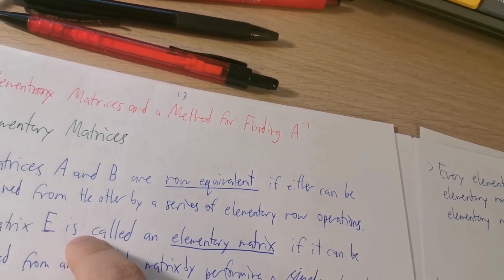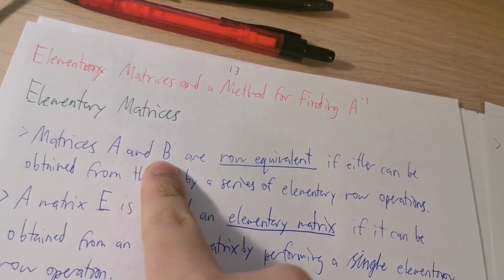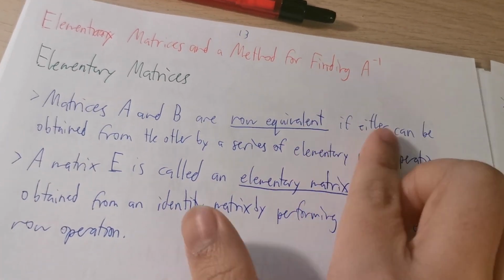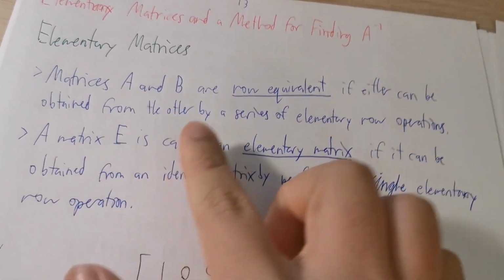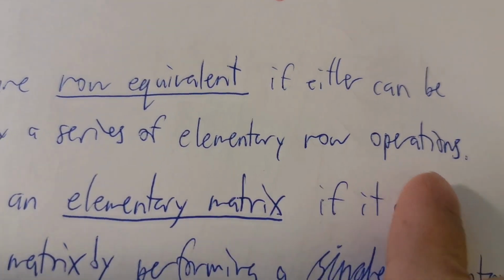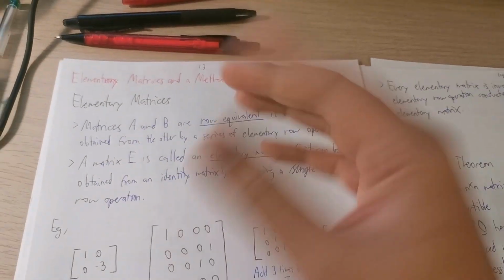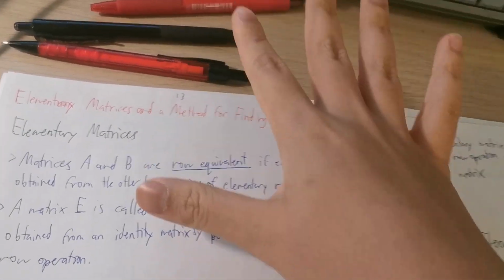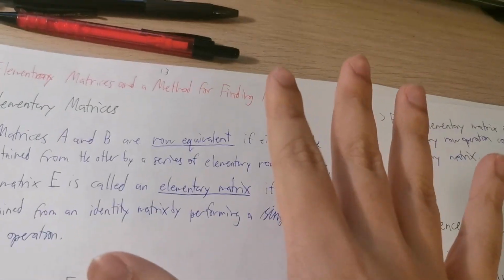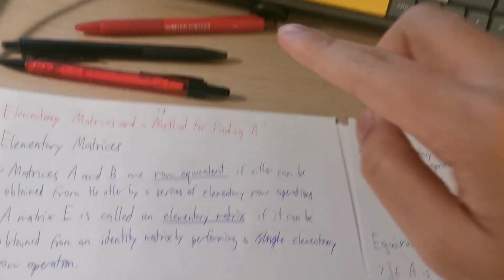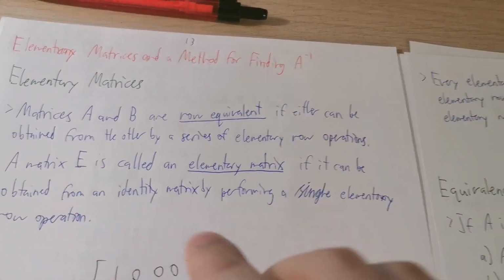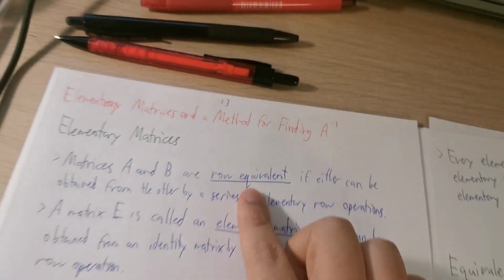But let's say matrices A and B are row equivalent, all right? We're defining a new term here, row equivalent, if either can be obtained from the other by a series of elementary row operations. If you remember from the first part, that's like when you multiply this row by 3, or you switch these two rows, or you add this much of this row to that row. That kind of stuff, right? If you can, based on those operations, go from A to B, they are row equivalent.